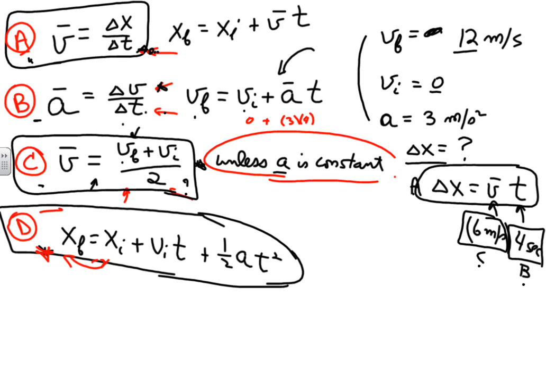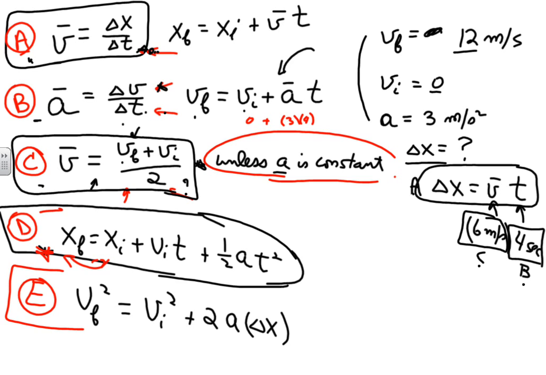So if you algebraically did that, and you did that with just letters instead of numbers, you would get another shortcut equation, V final squared equals V initial squared plus 2 times A times x final minus x initial, delta x. And that, folks, I'm going to call equation E. And when do you use equation E? When would that be an awesome time to use equation E? When you don't have time.